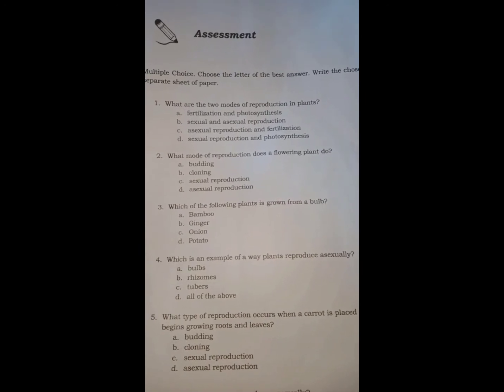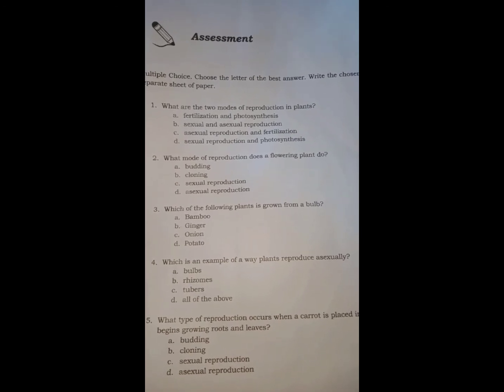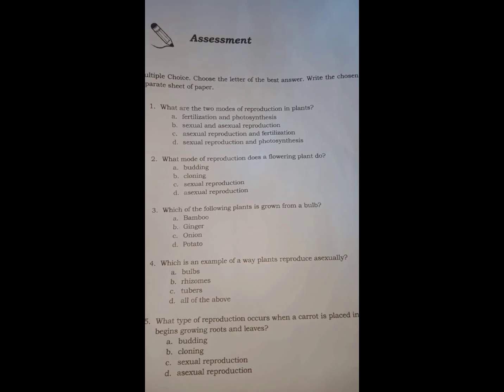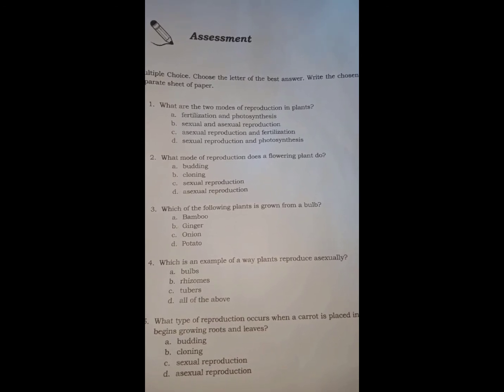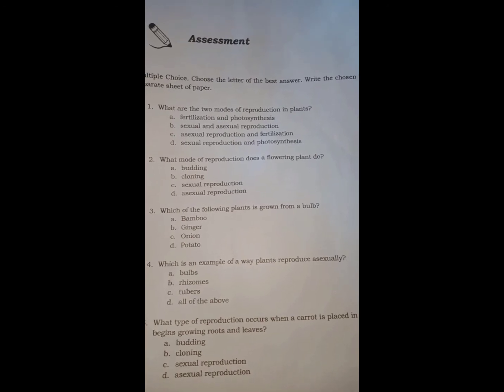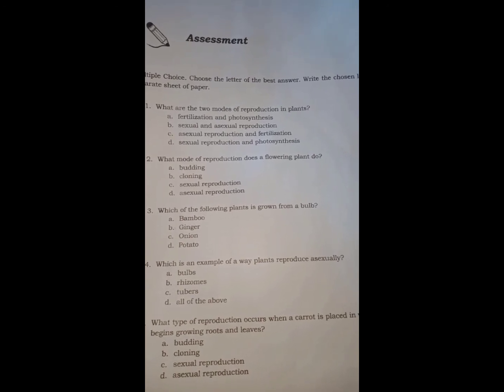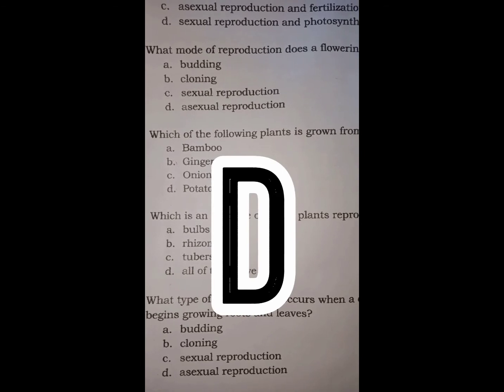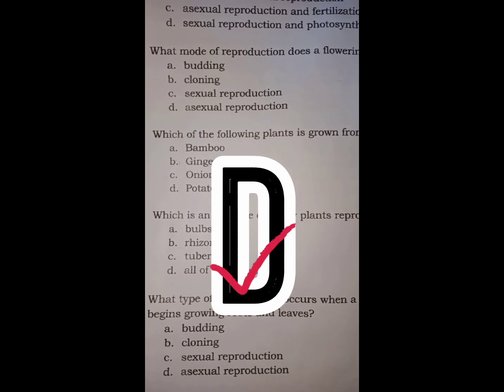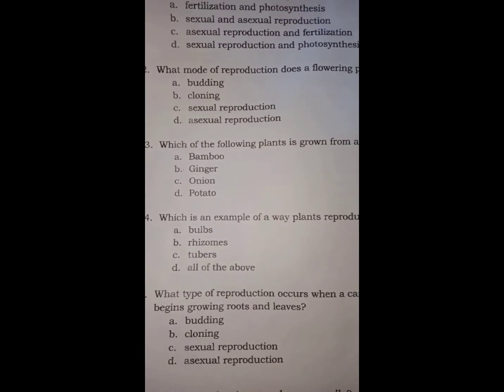Number 4, which is an example of a way plants reproduce asexually? A. Bulbs. B. Rhizomes. C. Tubers. D. All of the above. If you answer letter D, all of the above, check. Okay, let's proceed to number 5.